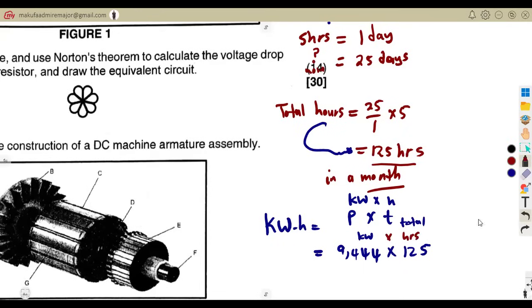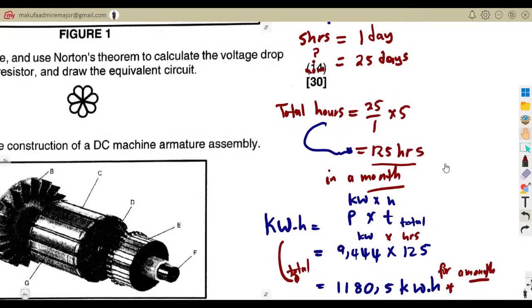So kilowatt times hours will give us kilowatt hour. So this is the total kilowatt hour that you're going to have, which is 1,180.5 kilowatt hour. You can write it like that, or just the way that you understand. This is our total kilowatt hour, the total for that month, for the whole month of operation. This is the total that was used.